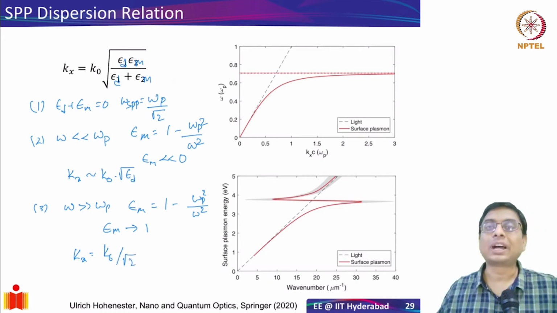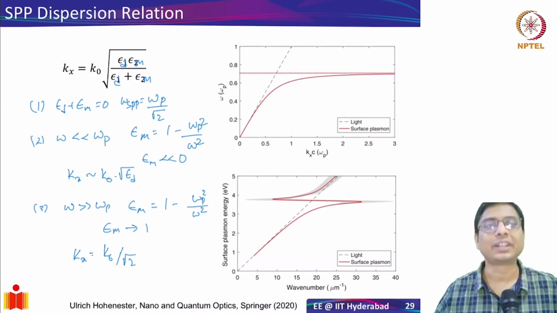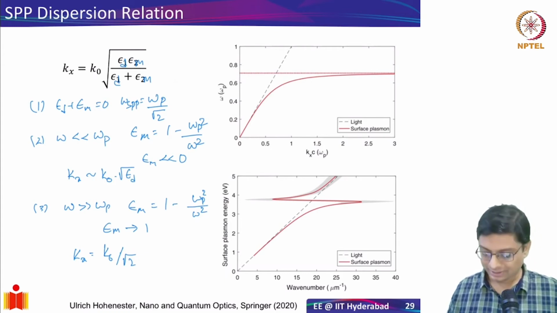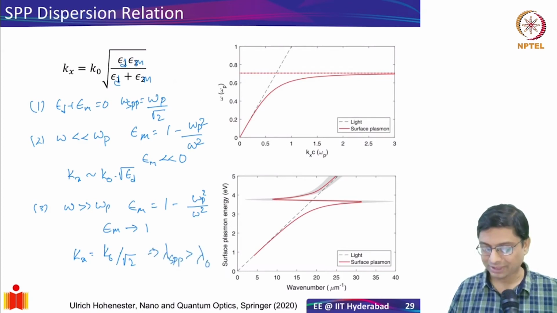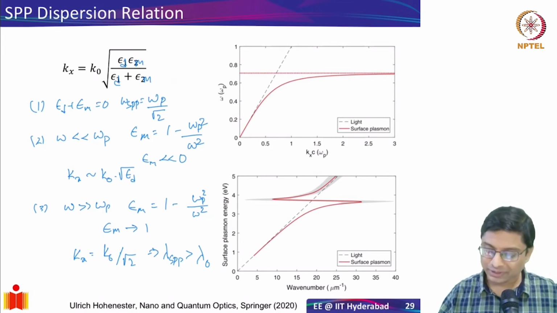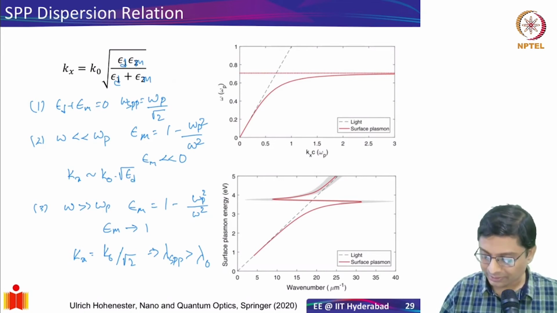So now, if I go higher than the plasma frequency, very high, I am seeing that the propagation constant is actually smaller than k naught. Okay, this implies lambda SPP is actually greater than lambda naught. Only then can the kx be smaller than k naught. So that's why this occurs to the left of the light line. So when you go to higher frequencies, you will see that this is going to be like this.